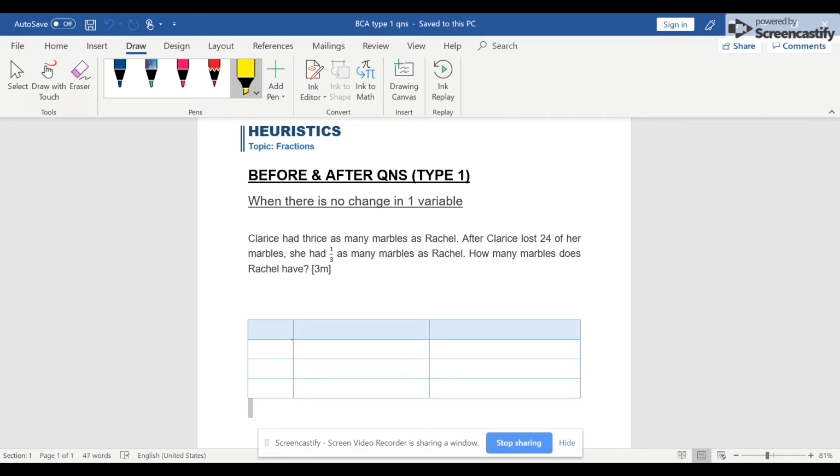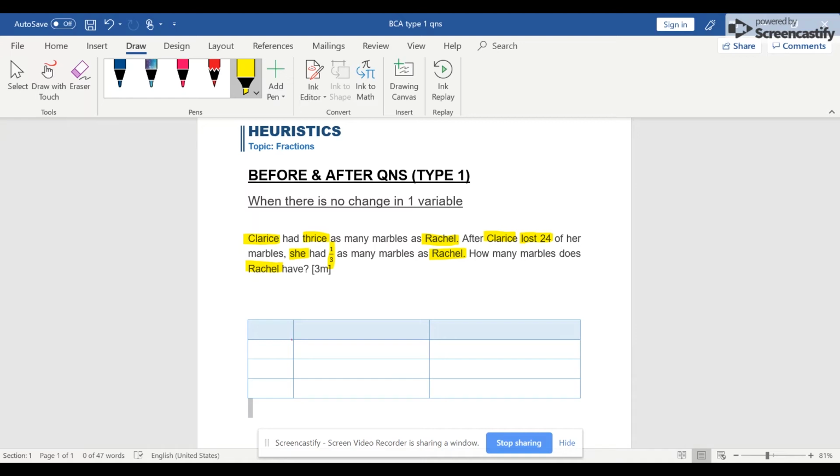Alright, so first sentence. Clarice had twice as many marbles as Rachel. I will be highlighting Clarice, twice, Rachel. The sentence, after Clarice lost 24. Clarice lost 24 is very important. Okay, she had one third as many marbles as Rachel. So she, which refers to Clarice, one third, Rachel. How many marbles does Rachel have? So we are looking at only Rachel.